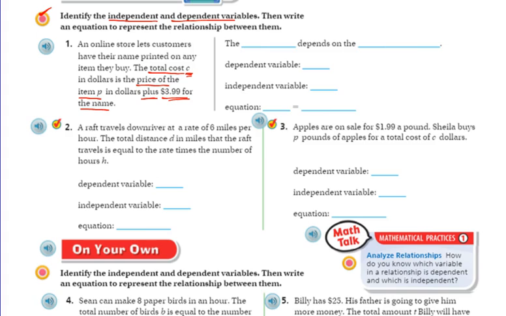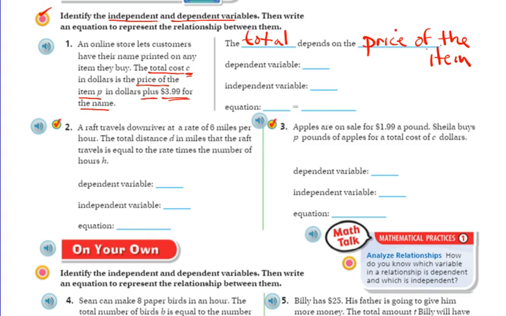So this tells me what I need to really know from the problem. I have 2 unknowns here. I have the total cost, which we don't know, and I have the item, what item you're going to buy, and the price of that item. So that's going to also be an unknown. The one thing that is not an unknown is the fact that you have to pay $3.99 for the name. So the total cost depends on the price of the item.